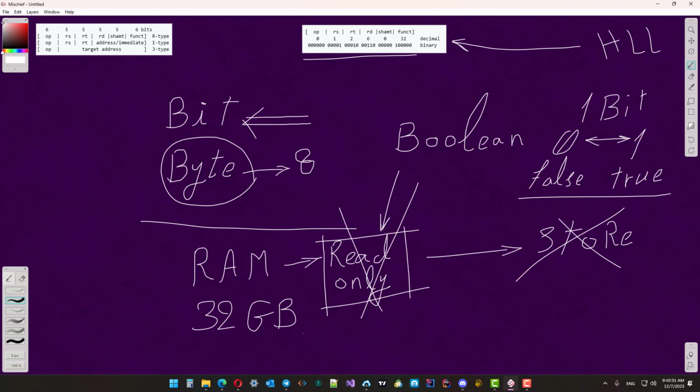Now, when we say we have 32 gigabytes of RAM, again, we are talking about a very huge capacity here. Because remember, each gigabyte is 1024 megabytes. Each megabyte is 1024 kilobytes. Each kilobyte is 1024 bytes. And each byte is 8 bits. So doing that math, it's a crazy number.